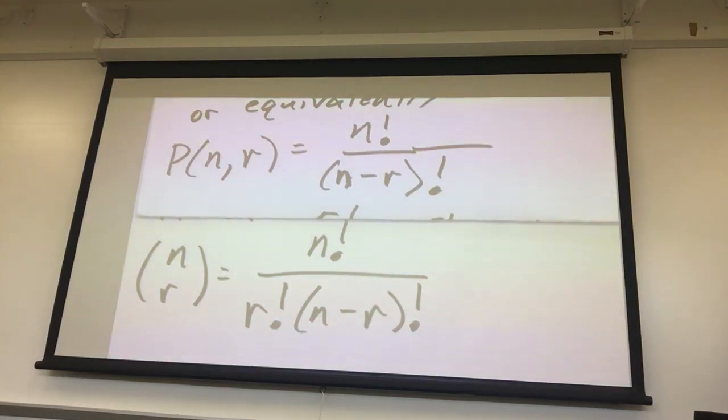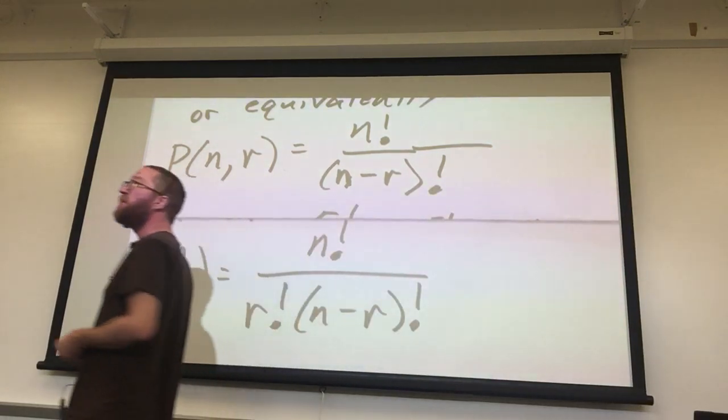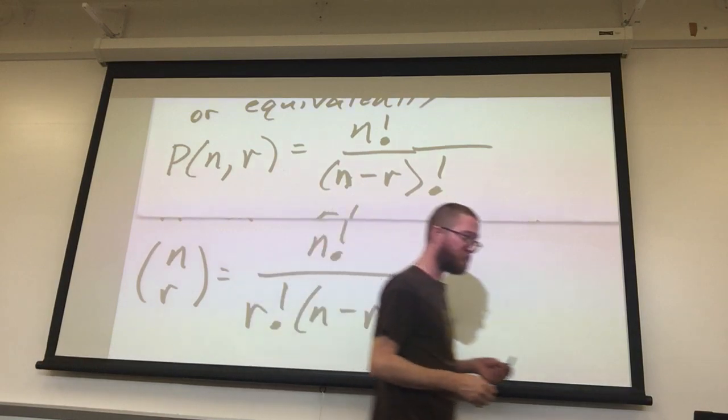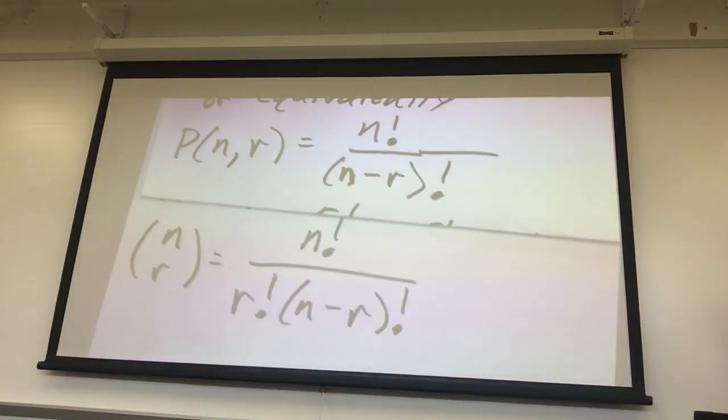What's going to happen when you divide by this extra r factorial? You are going to end up with fewer possibilities. Why? Because order does not matter in this case, so 2, 3, 4, 5, 6 is the same thing as 2, 3, 4, 6, 5, or any ordering of those numbers. Okay. So let's have a look at the problem that we just did a second ago.